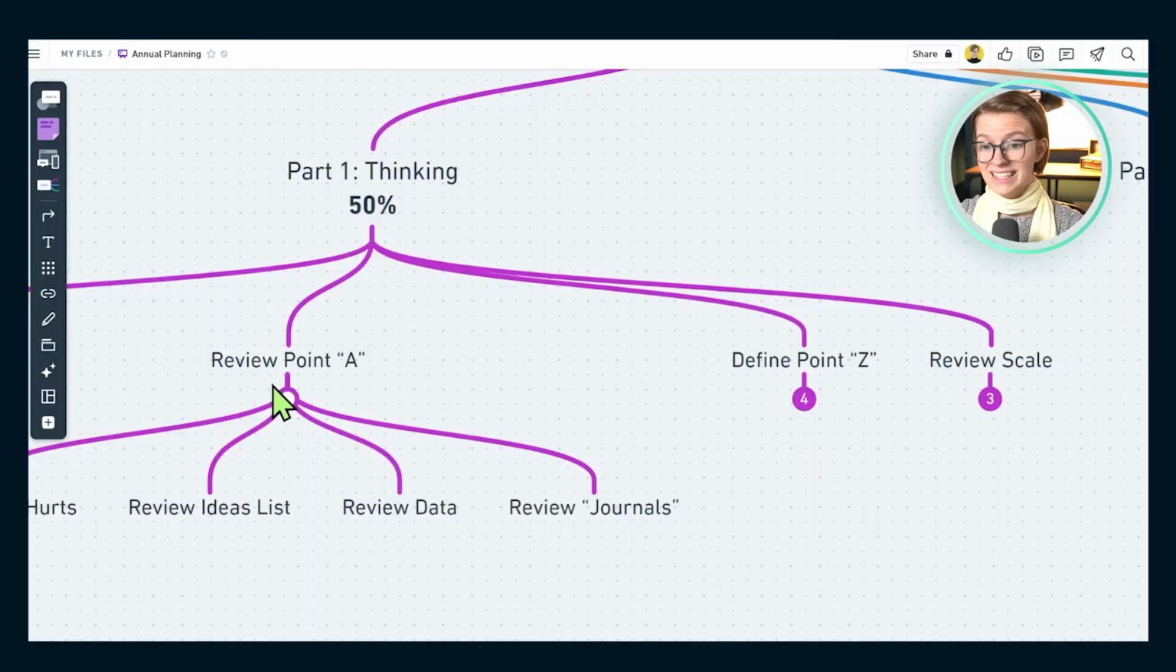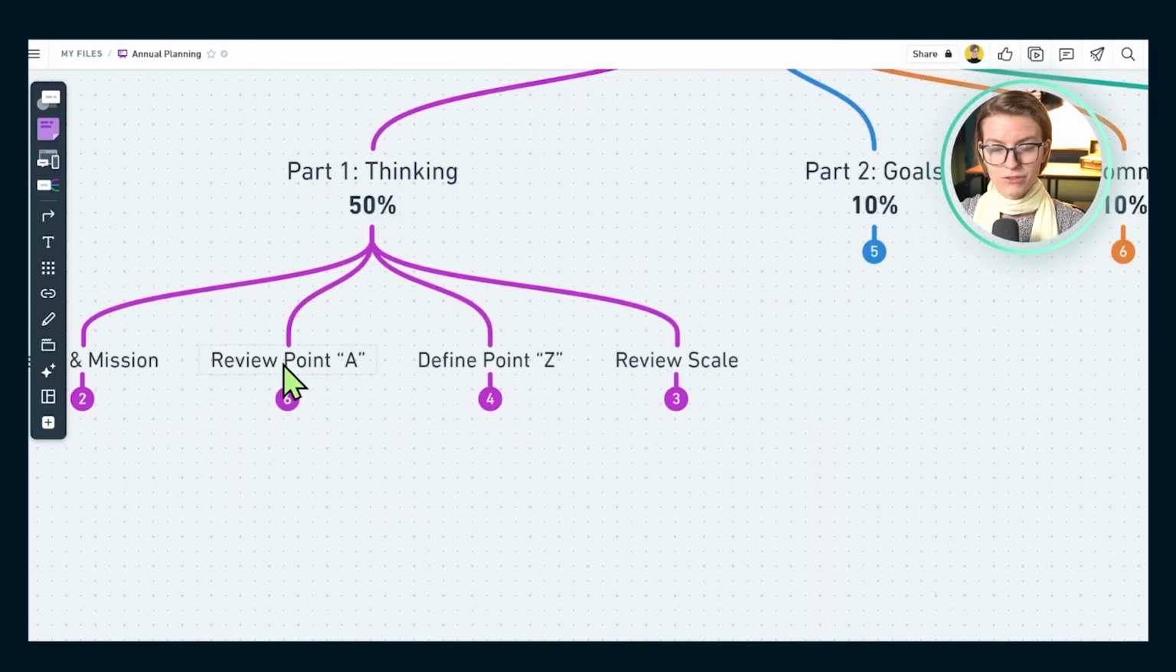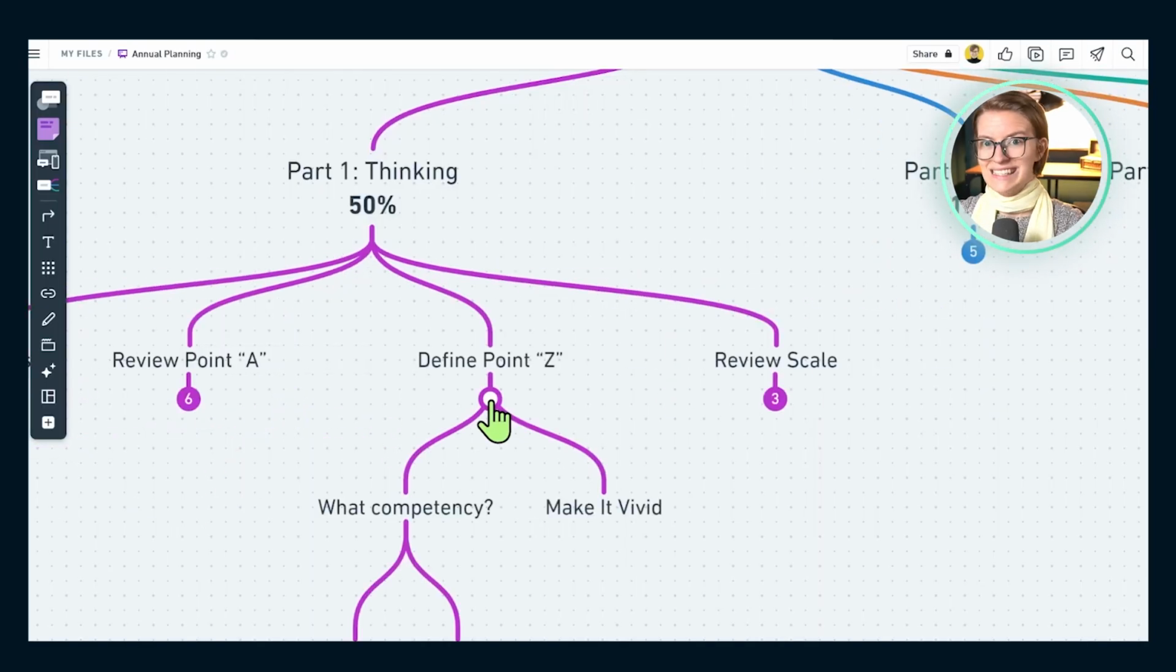So back to together, that's how I review point A. From there, I want to focus on point Z. For point Z here, we're trying to focus on where our destination is going to be at the end of the planning period. In this case, it's annual, so it'd be the end of the year.